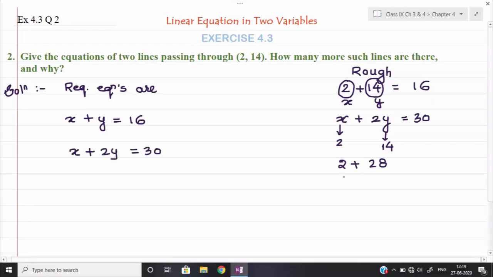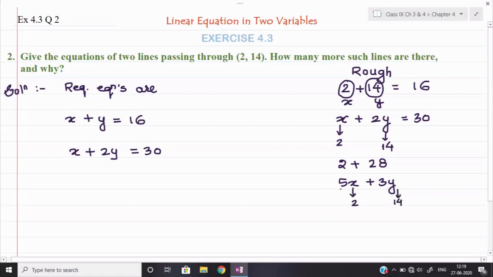Okay, for example, you tell me any algebraic expression in terms of x and y. Suppose from your side, I write down an expression here, 5x plus 3y. I write down any one expression. Now this expression I want to make into an equation which is passing through 2 comma 14. So replace x by 2 and y by 14.